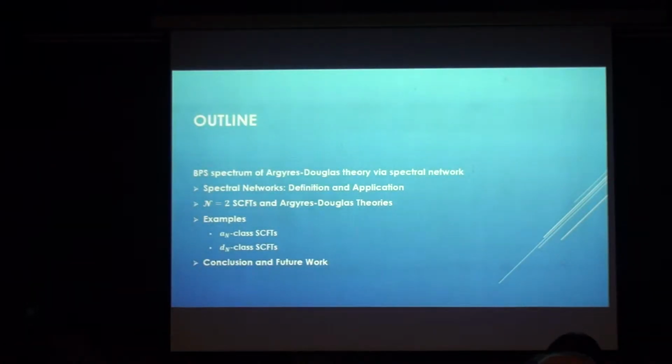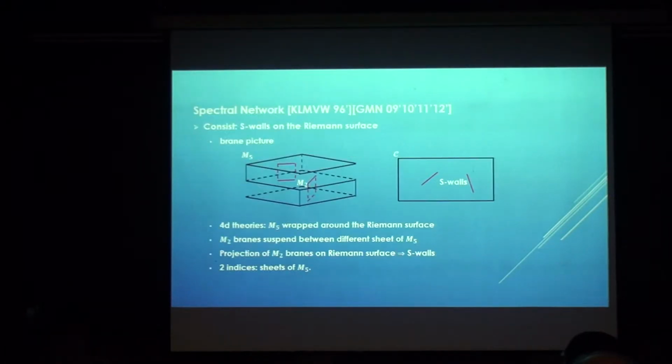The outline of my talk is: first, tell you what a spectral network is and how we compute it, and then define the object I'm studying, which is N=2 superconformal field theories, in particular the Argyres-Douglas type theories. Then I will give some examples of applications of spectral networks in such theories. But since I'm constrained on time, I will probably only go through a few of these examples, and then I will conclude. So what is a spectral network?